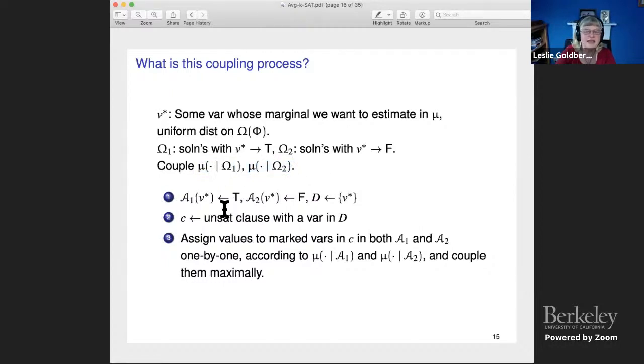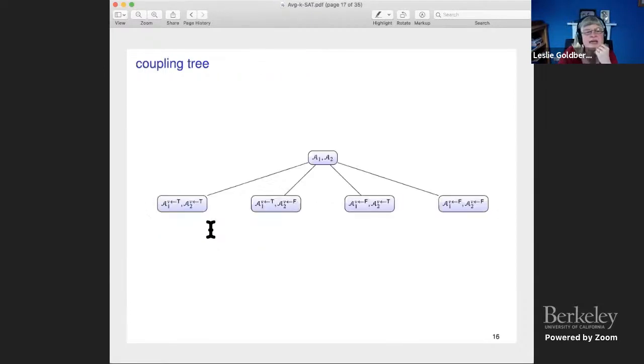So what the coupling looks like is you start out and you have two assignments, one of which makes v star true, the other makes v star false. And at the outset, they disagree on one variable, which is v star. Okay, you'd like to couple these two distributions. So to do that, you take a clause that's not satisfied in at least one of the copies, and you try to assign values to the marked variables in that clause according to the marginal distributions, coupling them as well as you can.